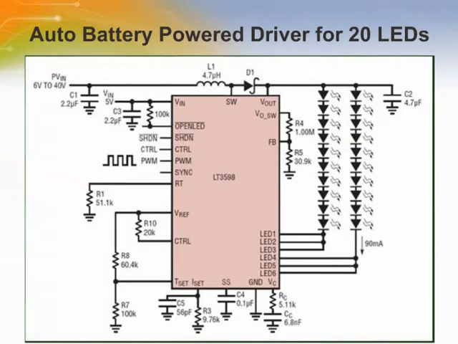If higher LED currents are applied, multiple strings can be combined, enabling the LT3598 to drive up to 2 strings of 10 90 milliamp LEDs. This diagram describes the application for an auto battery powered driver for 20 LEDs.